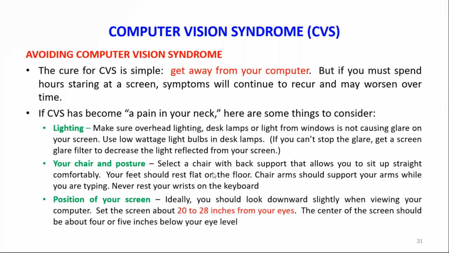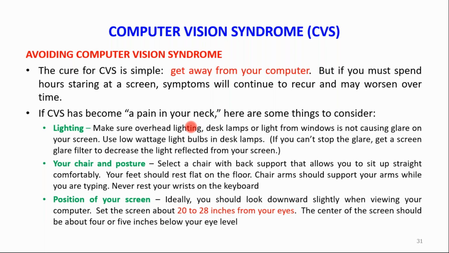How to avoid this CVS now? So we have discussed why or how the CVS may affect your eyes. So the main or the simplest solution is to get away from your computer. That is one of the solutions. But it is not feasible nowadays. It is not possible nowadays, and that is why we need some other practices to avoid this CVS.